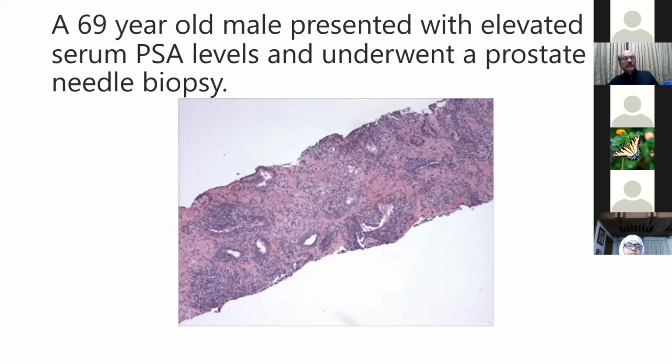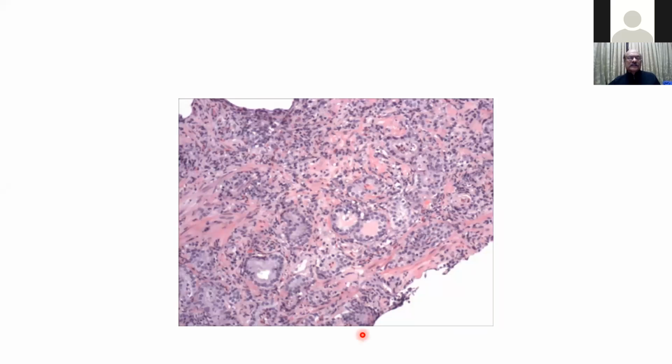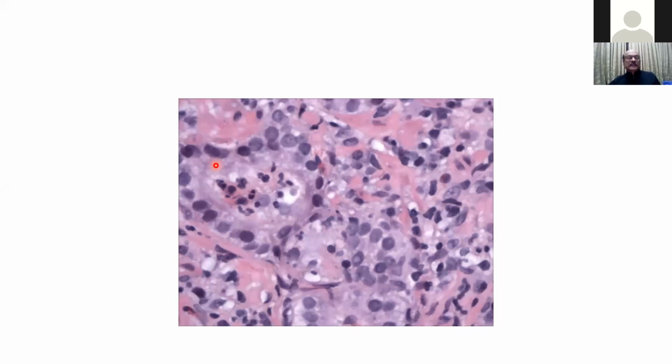A 69-year-old male presented with elevated serum PSA level and underwent prostate needle biopsy. These are glands and dense infiltration of acute and chronic inflammatory cells. The gland lumen contains acute and chronic inflammatory cells. There are some polymorphs and lymphocytes, but look at the glands. These gland epithelium don't have basal cells.